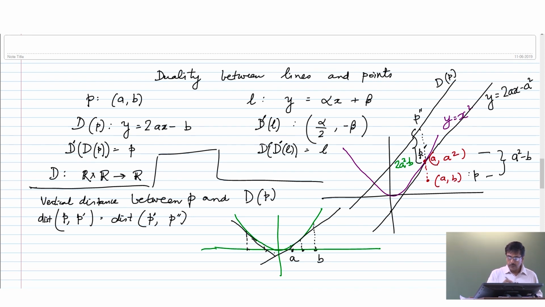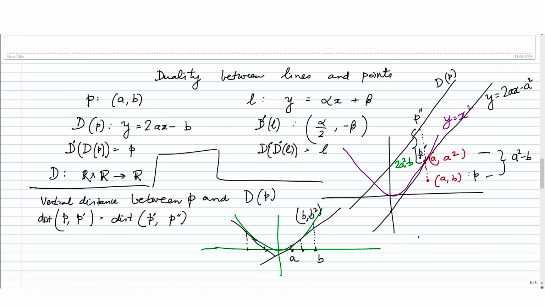Now what you can do using this dual transform, you can show that the distance between A and B, and the distance between this point and this line, let us call it L, the vertical distance between this point, that is the projected point B comma B square, and L, are actually related by a square. You can just do the computation.